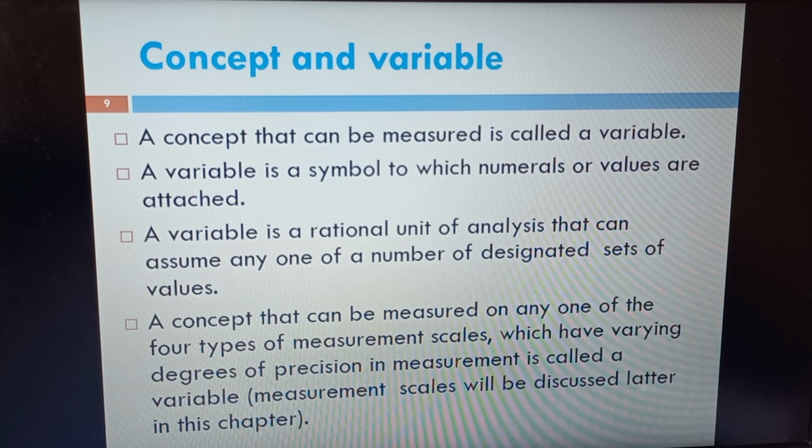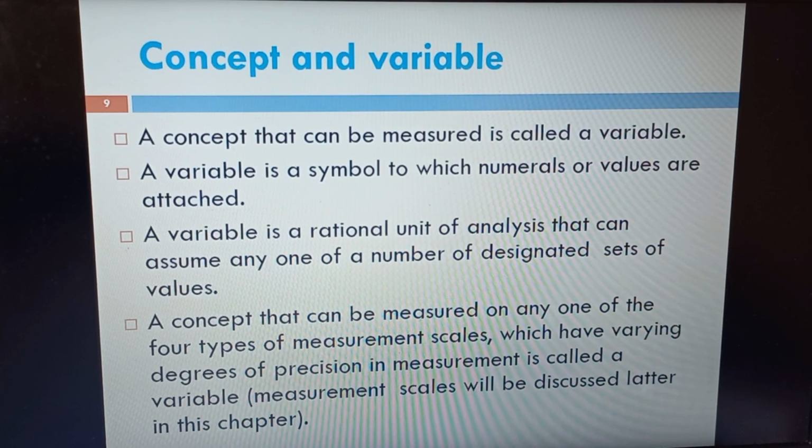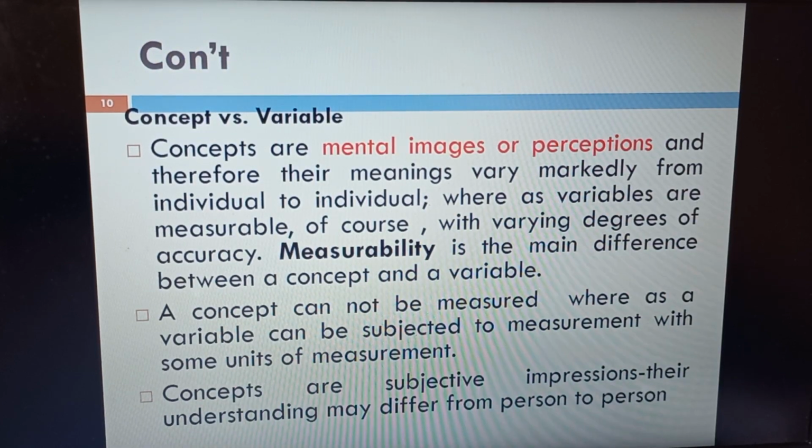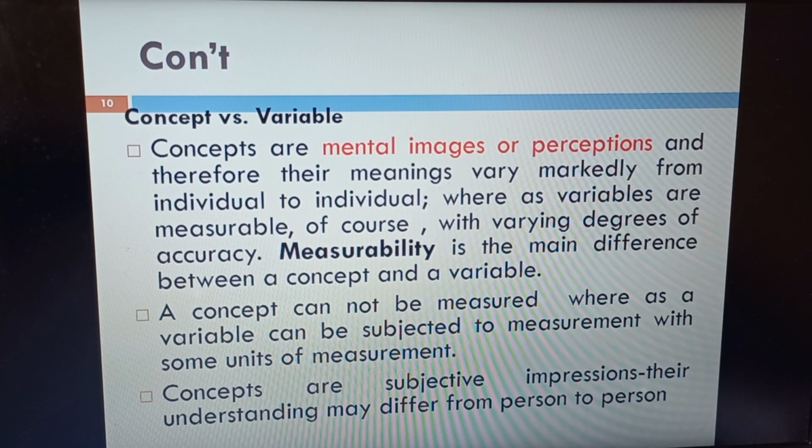So a concept that can be measured on any of the 4 types of measurement scale, which will be discussed later in this chapter, nominal, ordinal, interval, and ratio scales, which have varying degrees of precision in measurement, is called a variable. A concept is a feeling, attitude. It is a mental image or a perception that you cannot measure, whereas a variable is measurable, of course with varying degrees of accuracy, but it is measurable. You can measure a variable, but you cannot measure a concept.